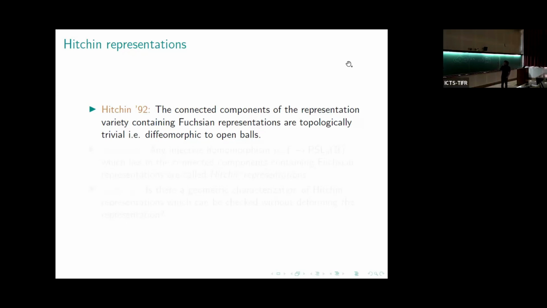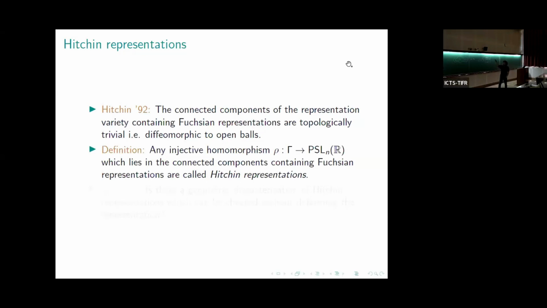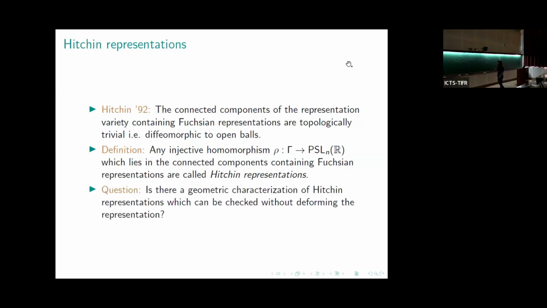So what is a Hitchin representation? It's anything that is inside the Hitchin connected component. That means those connected components where the Fuchsian representations are there and which are topologically trivial. Any element there is called a Hitchin representation. Now, there was a question for a long time: can you geometrically characterize a representation inside that connected component? The definition is that it is something which can be deformed to a Fuchsian representation continuously. But is there any other characterization from just looking at the data of the representation or the lengths or whatever? Can you decide if the representation is Hitchin or not?